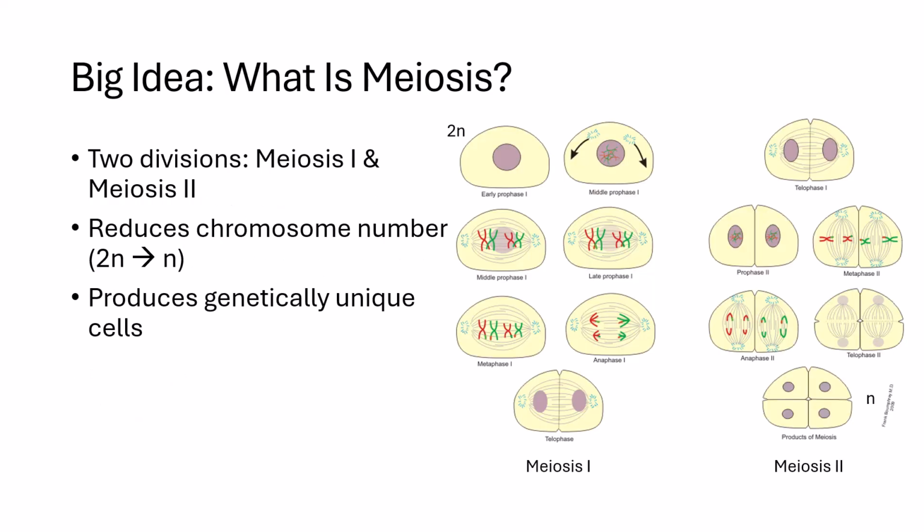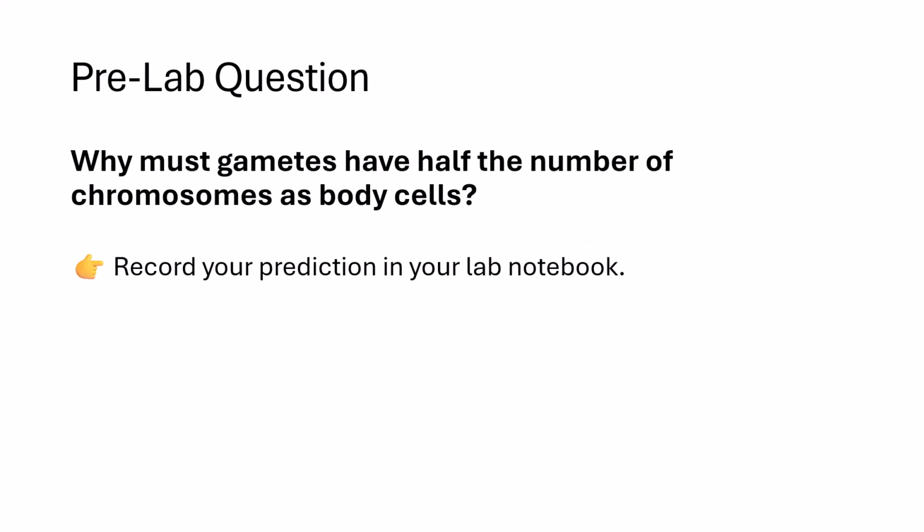Meiosis is a special type of cell division used to produce gametes. It cuts the chromosome number in half and introduces genetic variation. This is important to do since male and female gametes, which are haploid, come together in sexual reproduction to form a diploid cell again. Before we begin, pause the video and write your prediction in your lab notebook. Think about what happens during fertilization when 2 gametes join. Resume when you're ready.